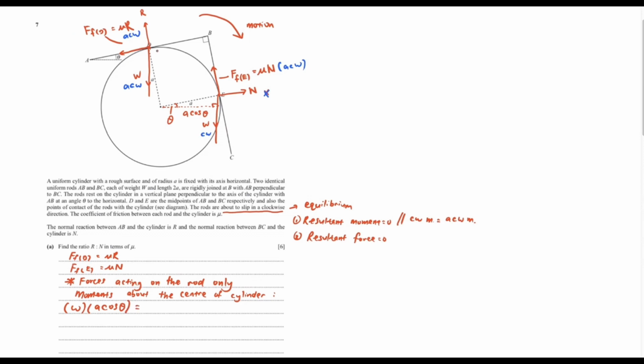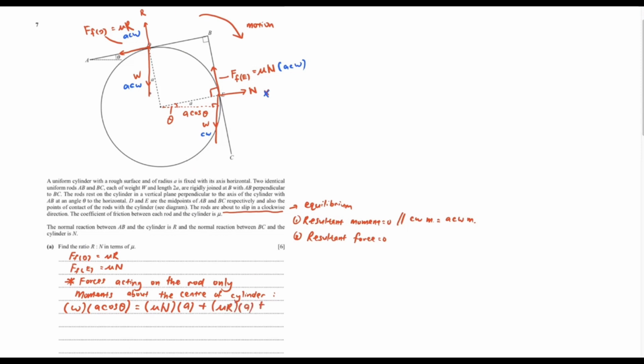The rest are anti-clockwise. For anti-clockwise, let's say I start with this. I have the friction force, mu N, multiplied with the perpendicular distance. This perpendicular distance is just A, so multiply with A. This is quite direct. And then I have the second anti-clockwise moment at this point, which is mu R. And the perpendicular distance is this one, A also. So mu R multiplied with A.